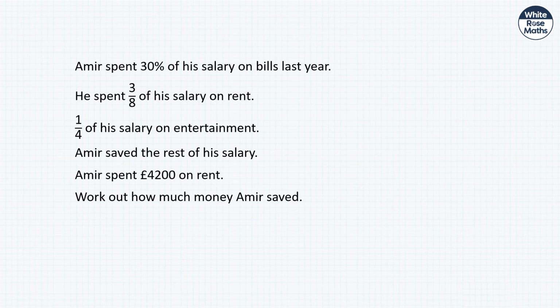Amir spent 30% of his salary on bills last year. He spent 3/8 of his salary on rent, 1/4 of his salary on entertainment. Amir saved the rest of his salary. Amir spent £4,200 on rent. Work out how much money Amir saved.